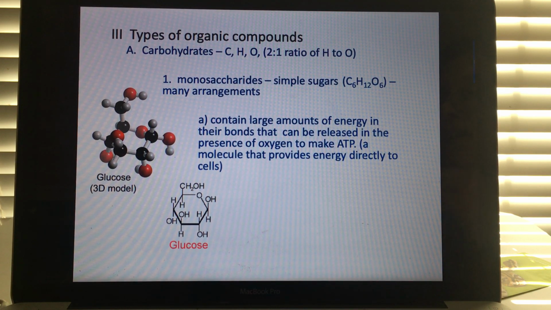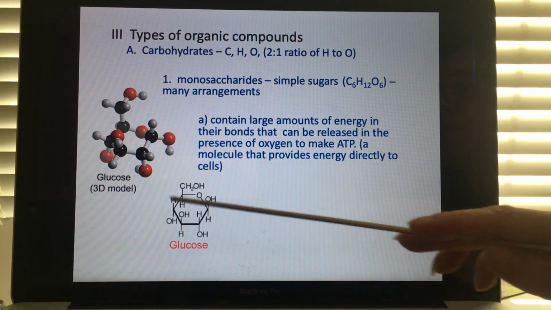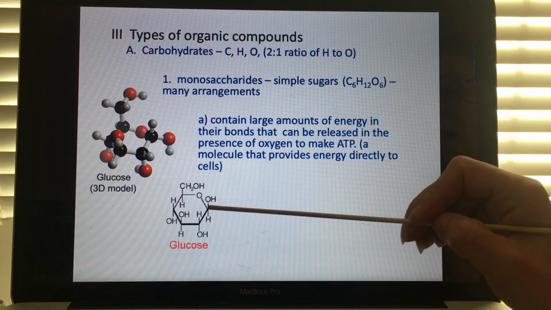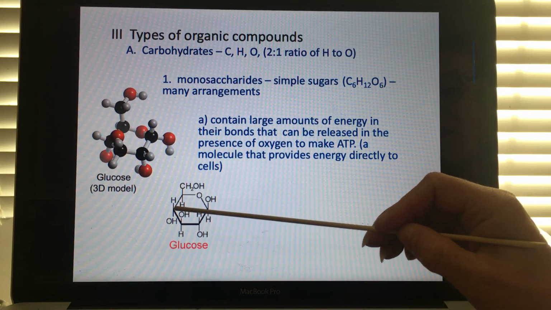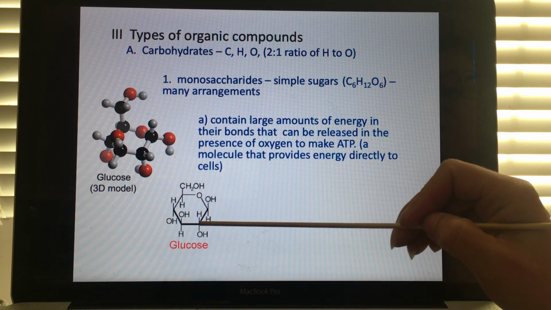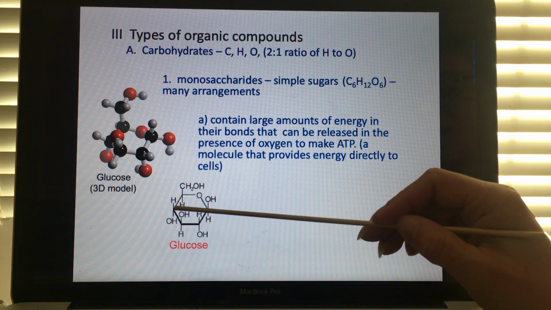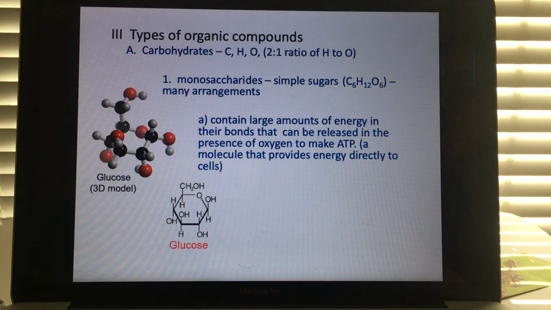So right here is a picture of glucose. Here's a 3D model of glucose. Now, I would like it noted for the record that everywhere you have these corners, there are carbons there, but they're not drawn. Biochemists know that there are carbons at those corners, and so we don't have to draw every atom.